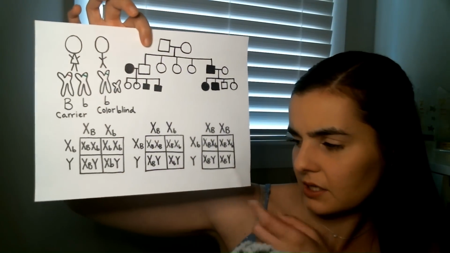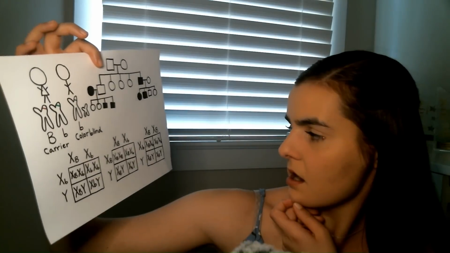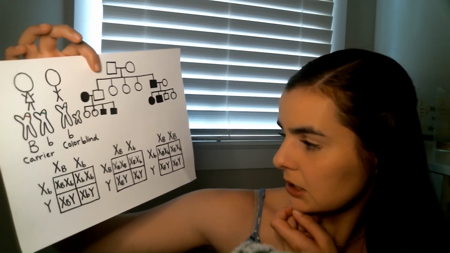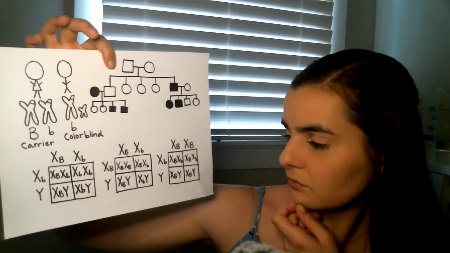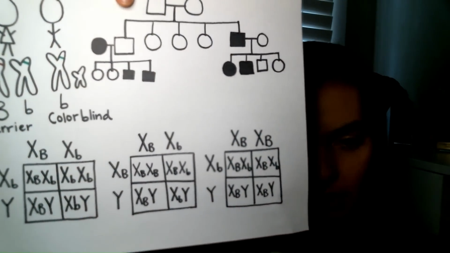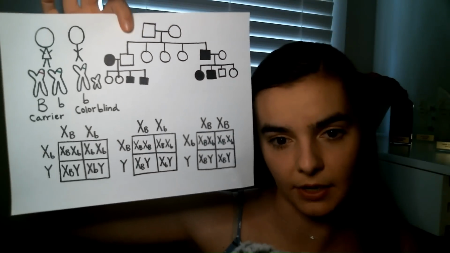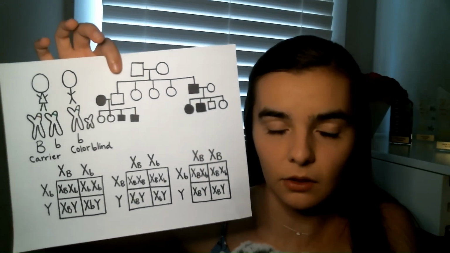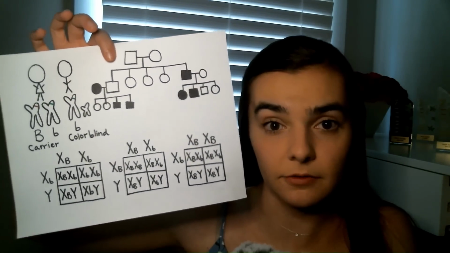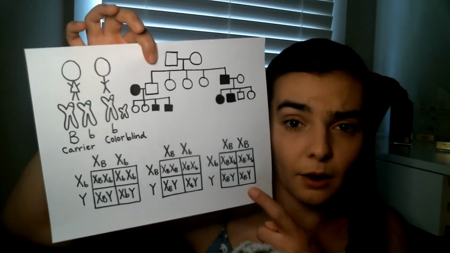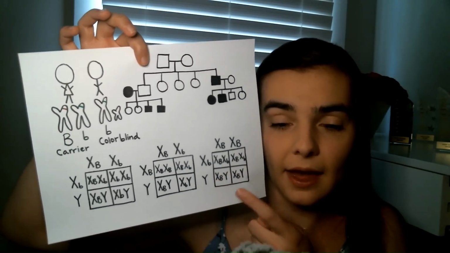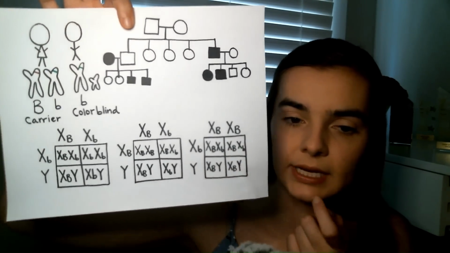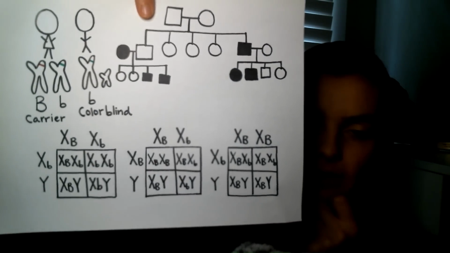And here I just showed the same for an unaffected female and an affected male, and none of the kids are colorblind, even though the father is affected, because the female always gives an X to everybody, and if she is not a carrier, then everybody's going to be at least heterozygous or completely normal. So yeah.